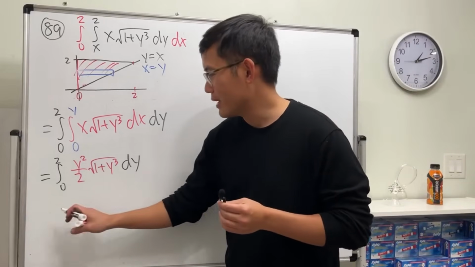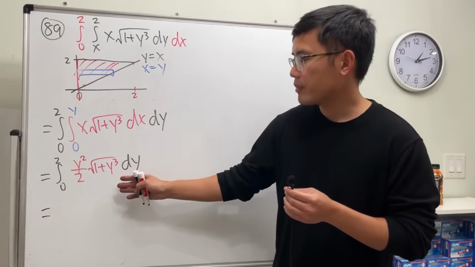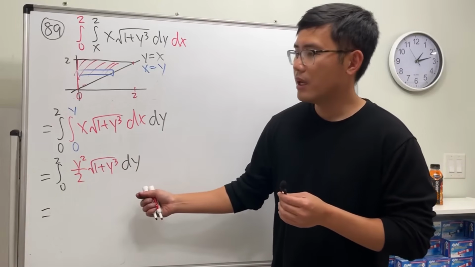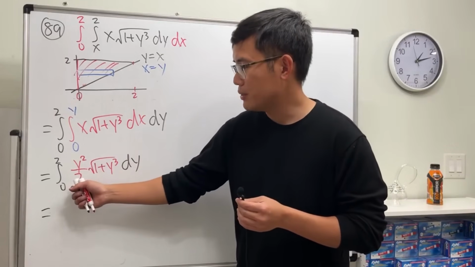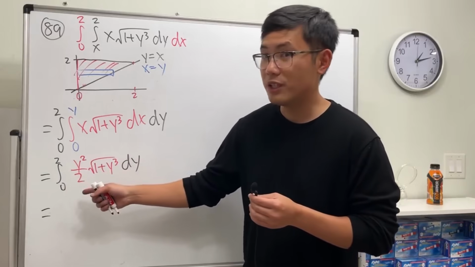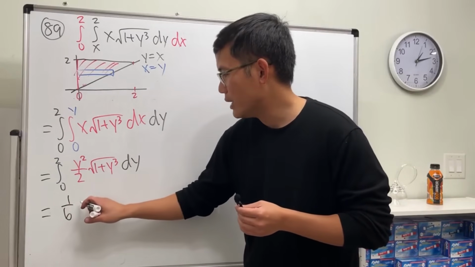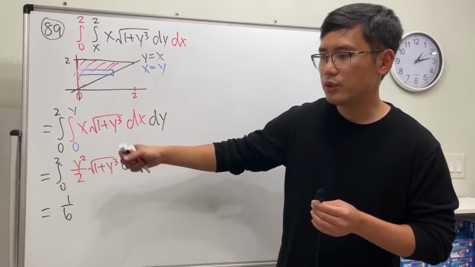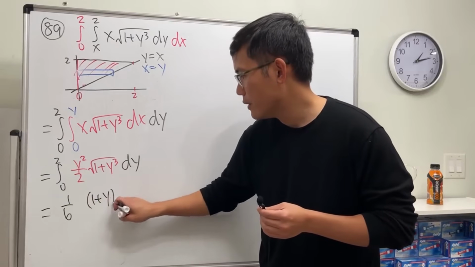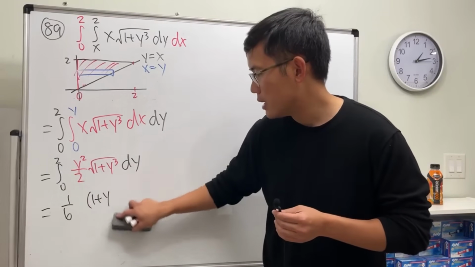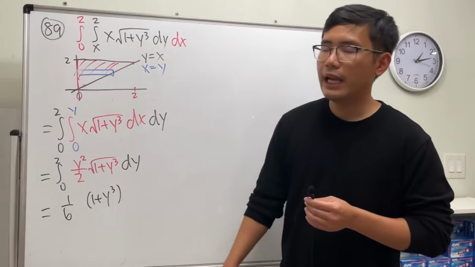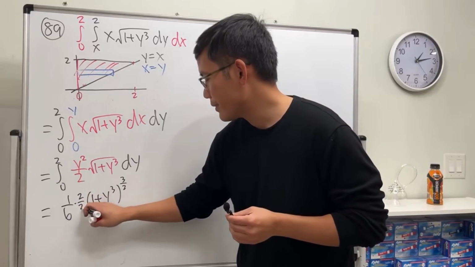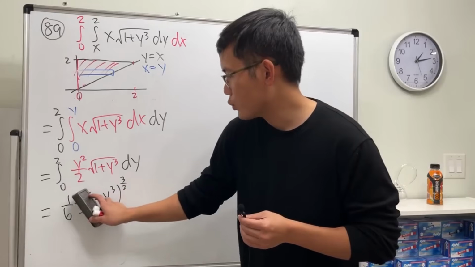Okay, let's try if we can do this in our head. Put u to be 1 plus y to the third power. We need to divide by 3, yeah? We have y squared already, so we need to divide by 3. So it's 1 over 6. And then we have u to the 1/2 power. Integrating that is u to the 1/2 plus 1, which is 3/2. Divided by the new power, so multiply by 2/3. So it's 1/9.